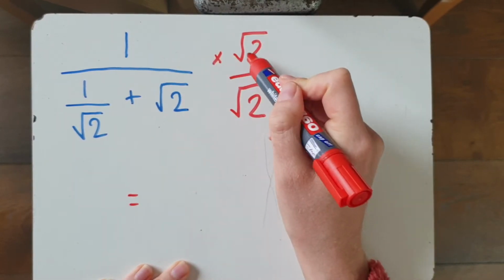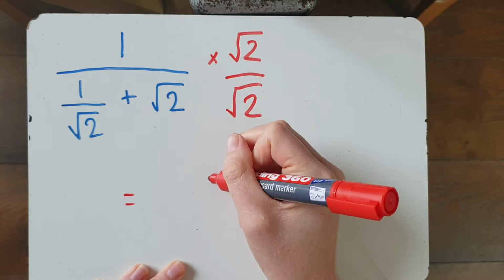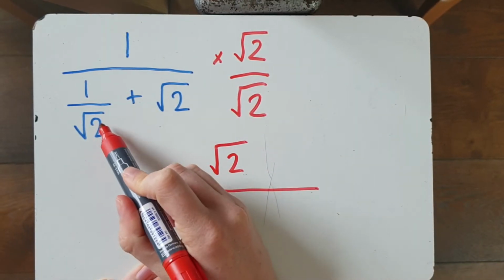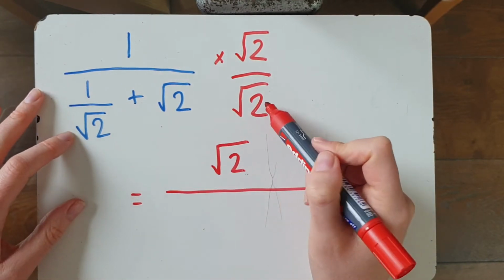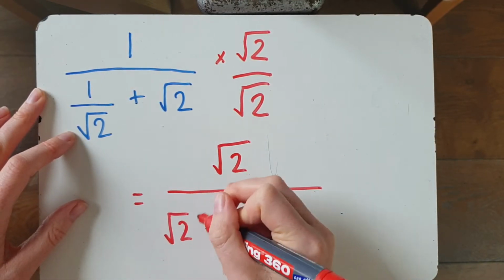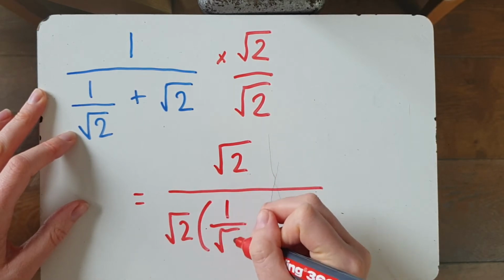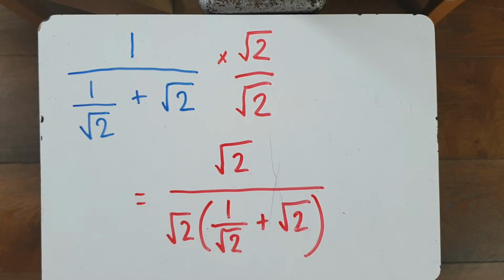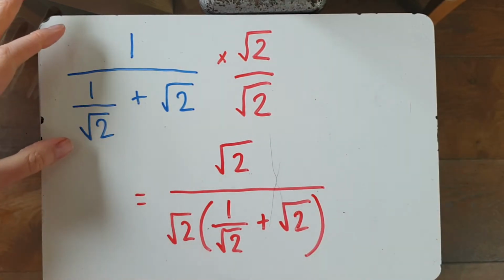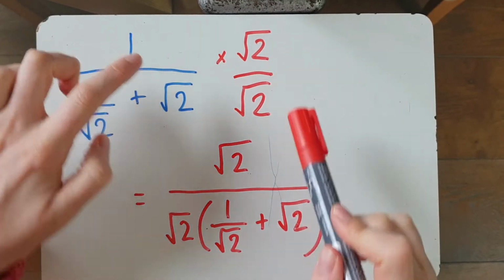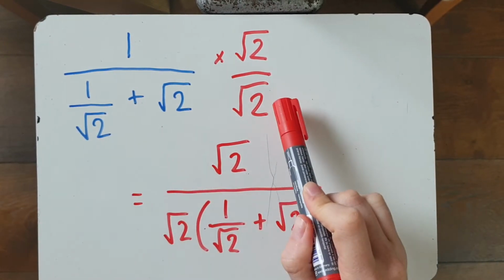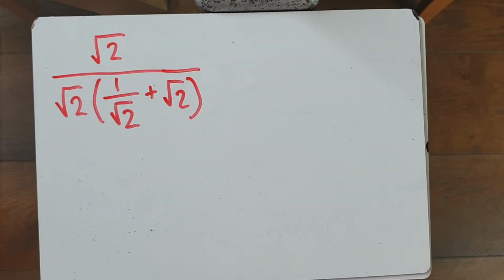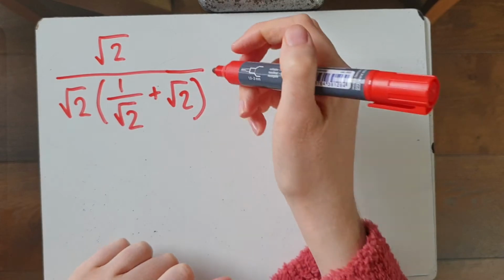For the numerator, that's really easy. I've got root 2 times 1, so that turns into root 2. For the denominator, I've got 1 over root 2 times root 2. I'm going to actually write that out as a bracket first of all. Okay, so if I multiply root 2 over root 2 by our original fraction, I get 1 times root 2, which is just root 2. And then I get root 2 times this entire denominator. So this is the fraction that I had got to.